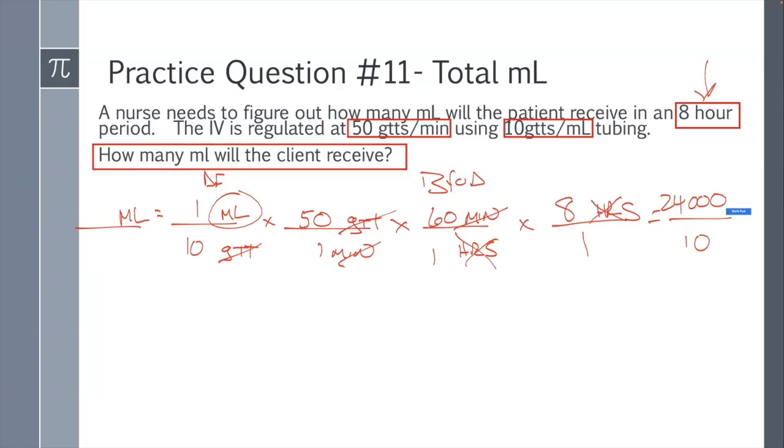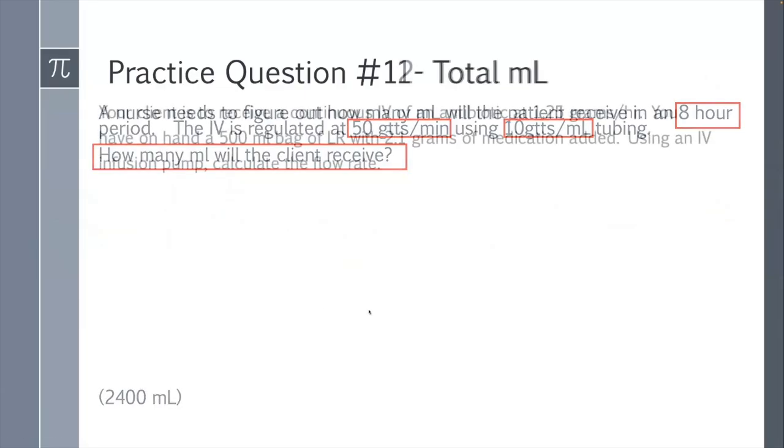Divide that by 10. And that's going to be 2,400 milliliters of fluid that my patient is going to receive in those 8 hours. And that's how we solve for that volume. So we just had one where we solved for the time, and then we flipped it, and now we solve for the total amount of fluid in milliliters. Right. And out of there and on to the next.